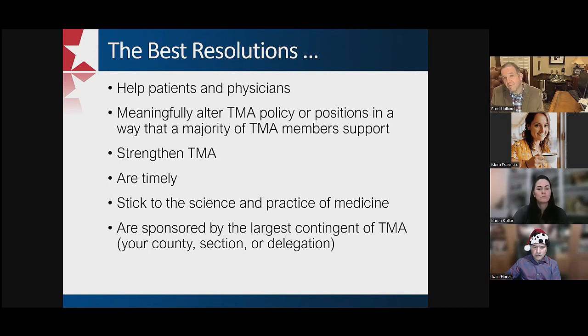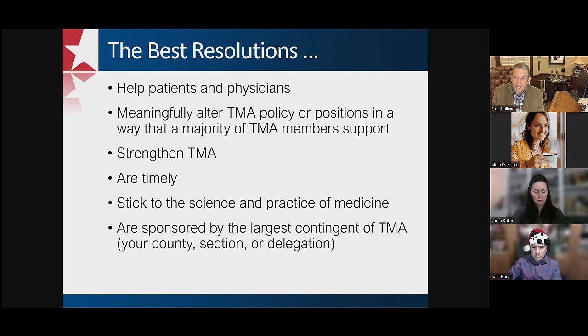And so I think both those points that we've talked about, but then also when you introduce something, you want to show that it has not just your support as one delegate. You want to try and make it look like it's supported by the biggest contingent that will be willing to support it. While you can introduce it as an individual delegate, that's perfectly acceptable, things have a better chance of passing if your resolution is sponsored by your county medical society, by your section, say by your caucus or delegation. And so try and do your work ahead of time.